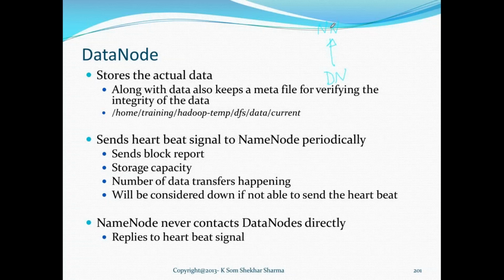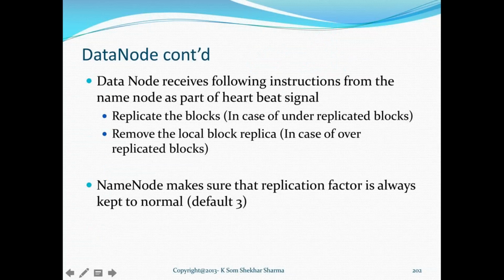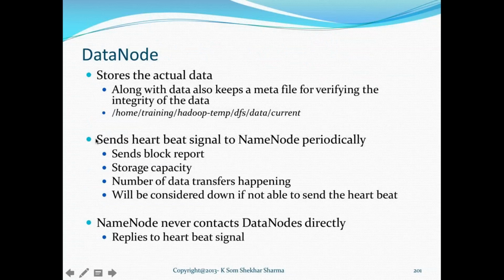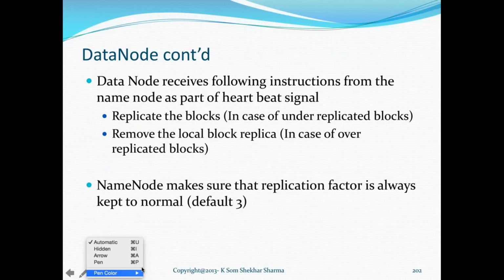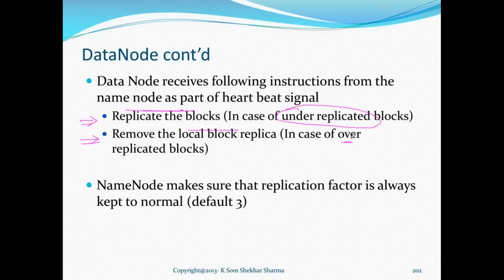The data node has to send the heartbeat signal periodically to the name node. If the name node has some work with this data node, then it will instruct the data node to do the activity. What kind of instruction does it generally give? Instructions like replicate the blocks in case of under replication, and remove the local block replica in case of over replication. Under replication, we'll talk about very soon. Over replication, we'll talk about very soon.